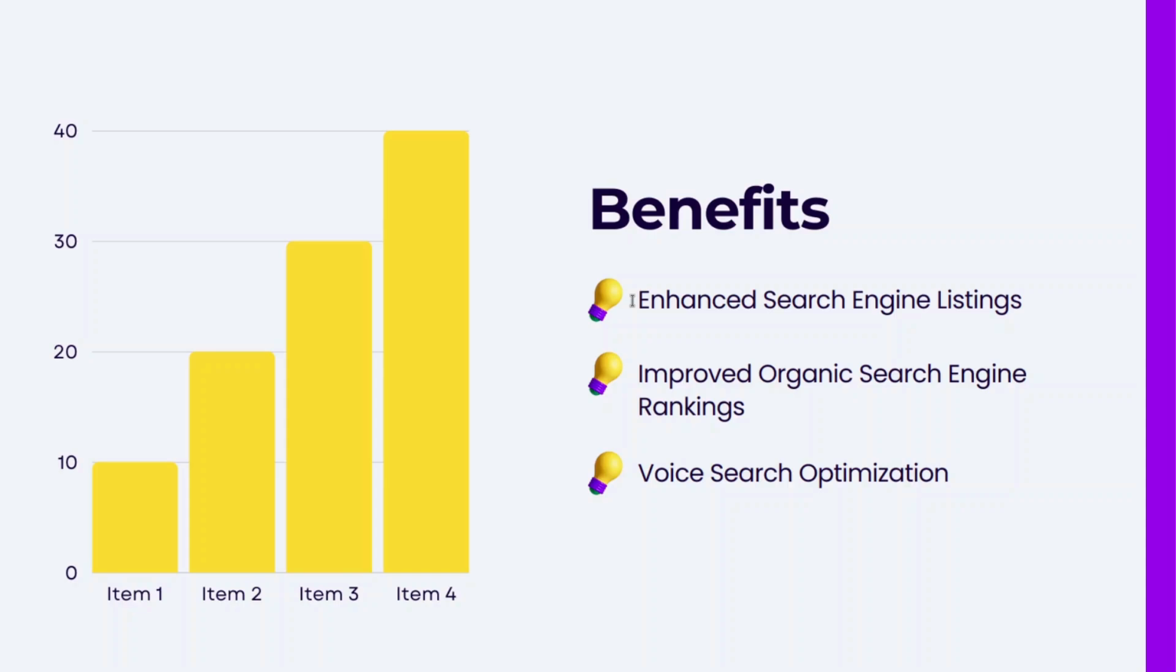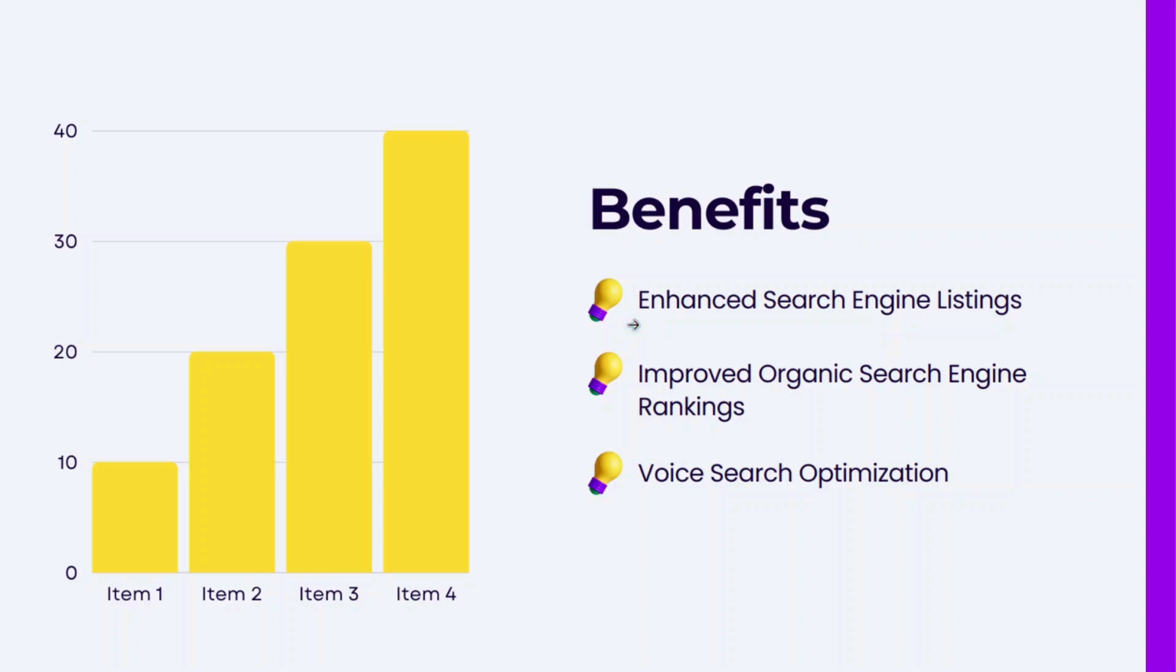Now second comes improved organic search engine rankings. When search engines understand your content better, relevant search results are displayed more accurately. It also potentially boosts our organic rankings. Next comes voice search optimization. Structured data plays a crucial role in providing concise and accurate answers to the voice queries that we make to assistants like Siri or Google Assistant.